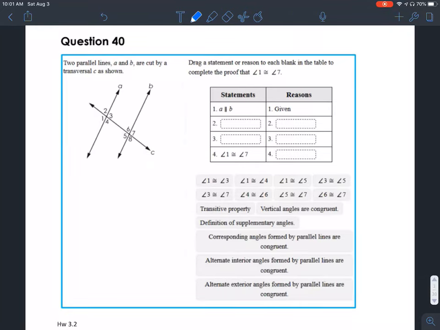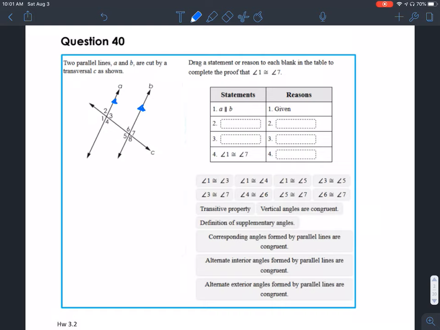This is question 40 on the 2019 Ohio Geometry End of Course test. Two parallel lines, A and B, are cut by transversal C as shown. I like to show that they're parallel in the picture by putting the same number of arrows on them, like so. Drag a statement or reason to each blank in the table to complete the proof that angle 1 is congruent to angle 7.